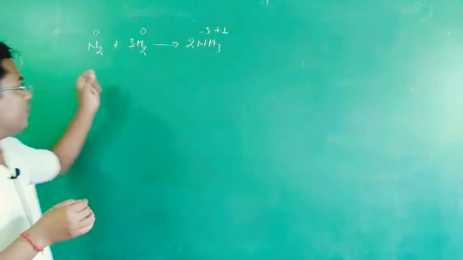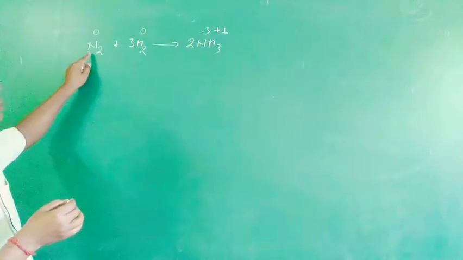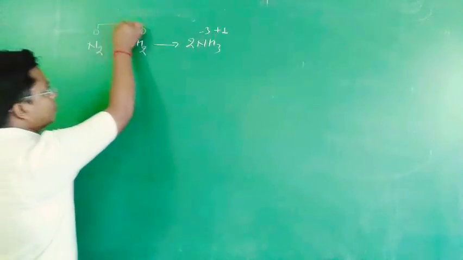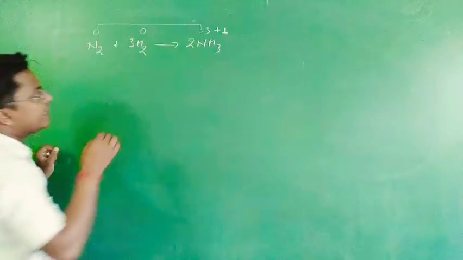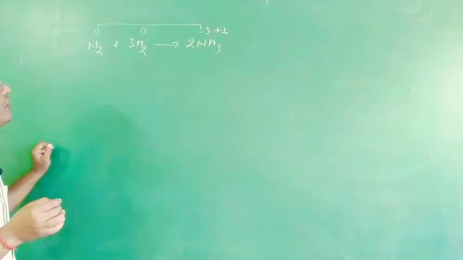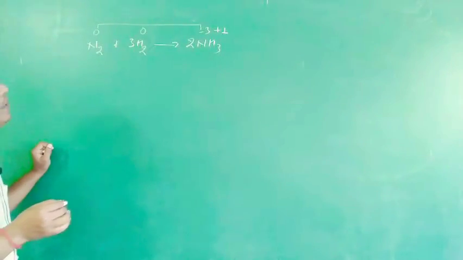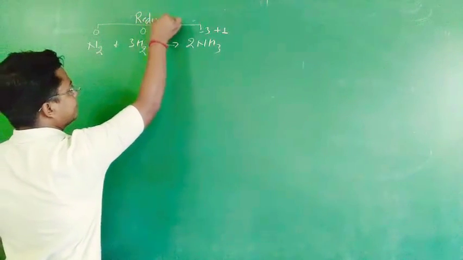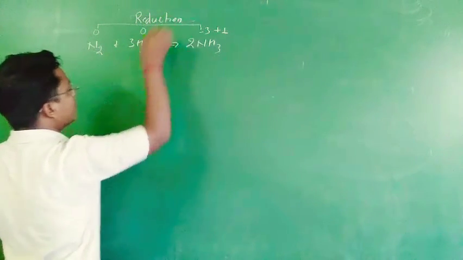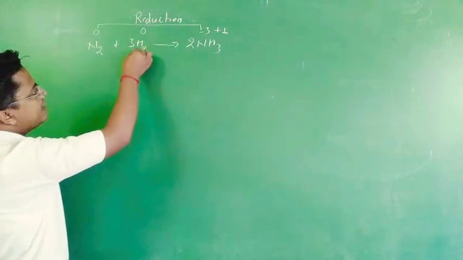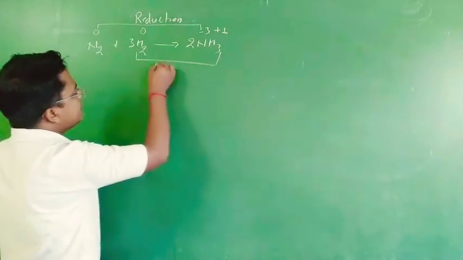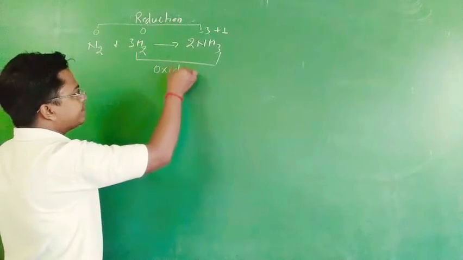Okay, you can easily identify nitrogen 0 to -3. Nitrogen 0 to -3, there is a decrease in the oxidation state. That is why there will be a reduction. Okay, in case of hydrogen you can see 0 to +1. Okay, so there is an oxidation reaction.